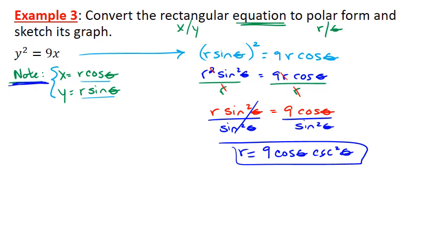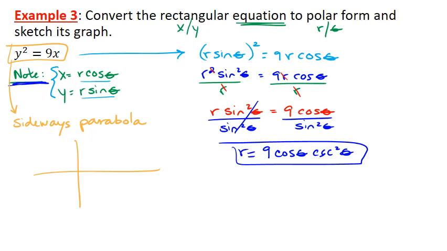Now, looking at the given rectangular equation, I should be able to recognize that this is a sideways parabola. I know it's a parabola because only one variable is squared, and since the y value is squared, I know it's going to open to the right. Now, sketching it is really not my biggest concern, so do what you can to sketch it. You can put it in your calculator if you want, but you should be able to determine that the graph looks like this.